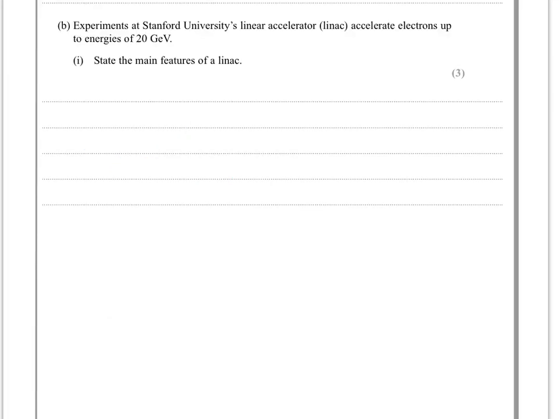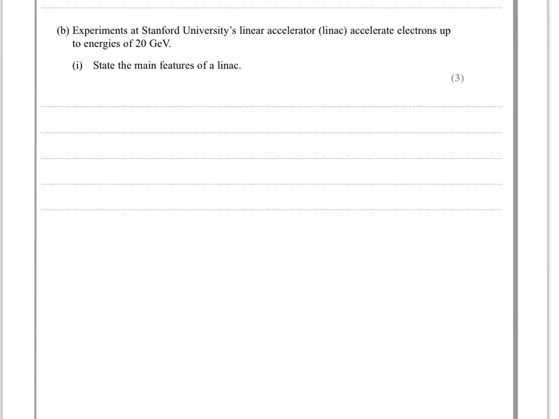Part B then, experiments at Stanford University's Linear Accelerator accelerate electrons up to energies of 20 GeV. State the main features of a LINAC. Okay, so you have your drift tubes, and they get longer as you go along.